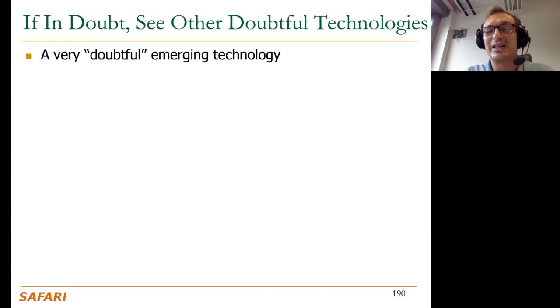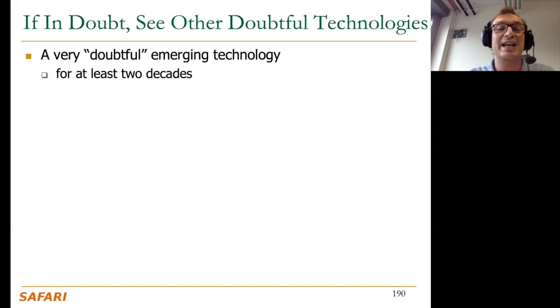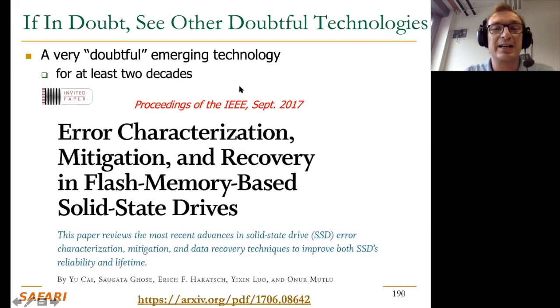Can anybody guess what that is? You have access to slides, so you can probably guess from the next slide. But basically, I'm talking about flash memory and SSDs. This is actually a very doubtful emerging technology. This was very doubtful for at least 2 decades. People were working on flash memory, and other people said this will never work, etc. I know some people were actually very forward-minded, open-minded, and they wrote proposals to the science bodies in multiple countries, the National Science Foundation in the US being one of them.